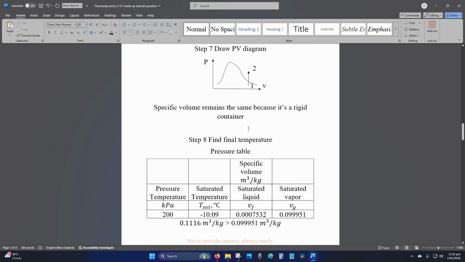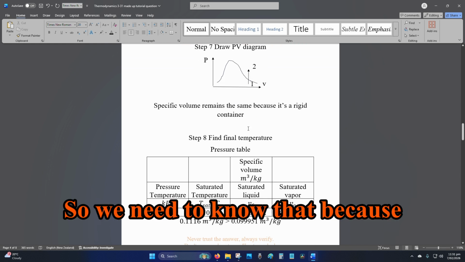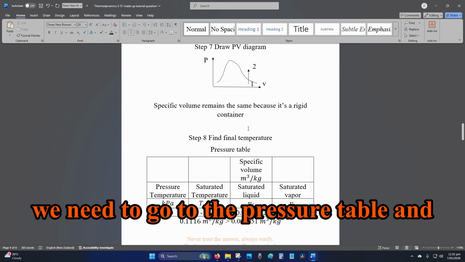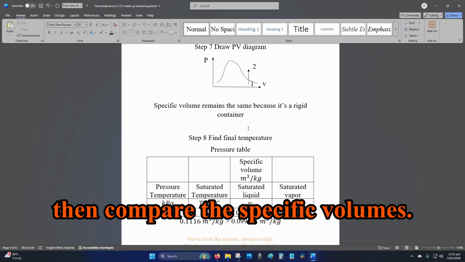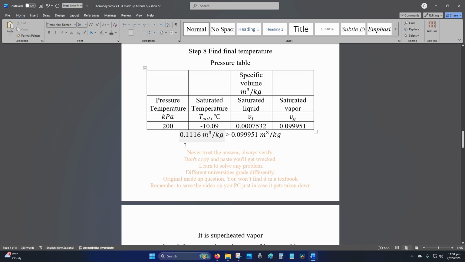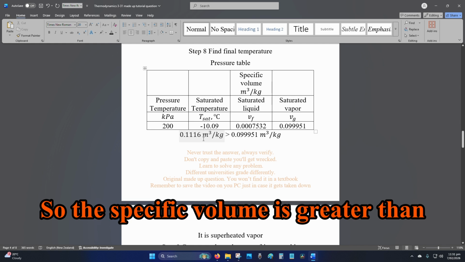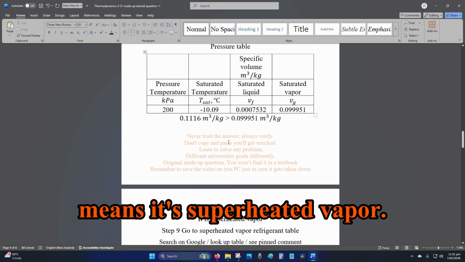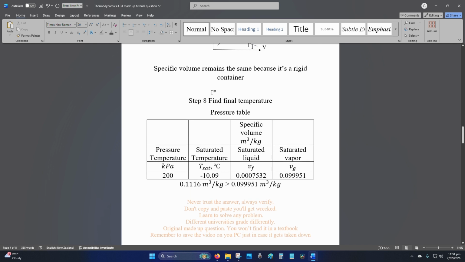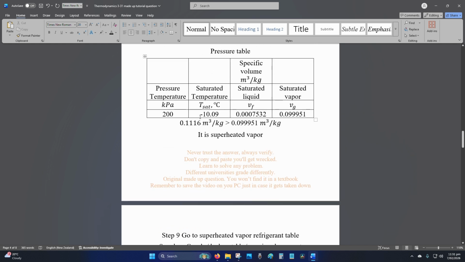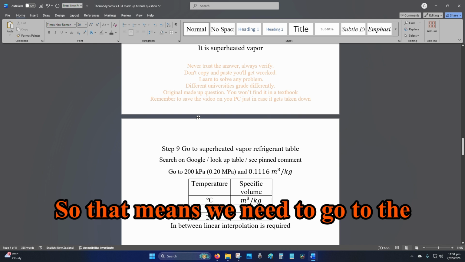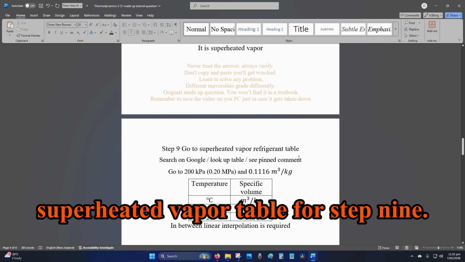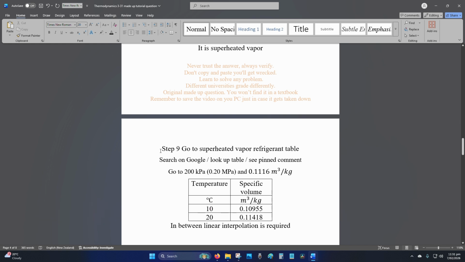We need to know that because we need to go to the pressure table and compare the specific volumes. The specific volume is greater than the saturated vapor, so that means it's superheated vapor. So we need to go to the superheated vapor table for step 9.